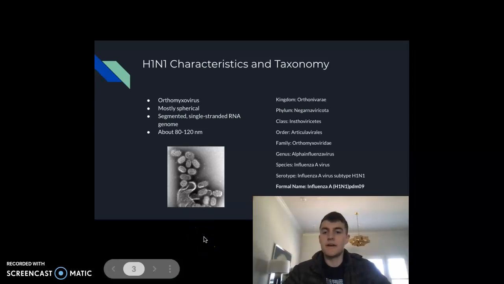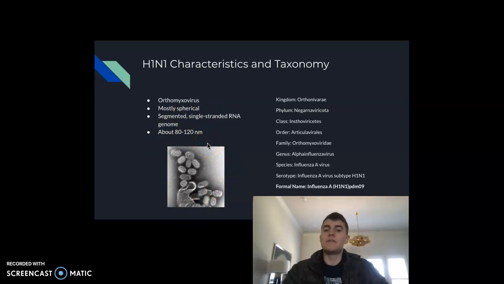So moving on to some characteristics of H1N1. It's an orthomyxovirus, and basically for this group of viruses, that just means that the mRNA can be synthesized directly from the genome. And that RNA genome is segmented and single-stranded, and it's about 80 to 120 nanometers long. It's mostly spherical, like here in this picture.